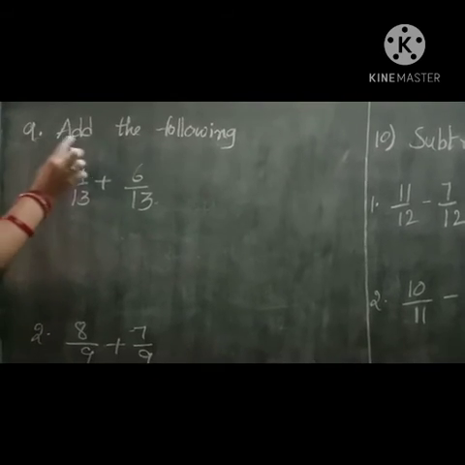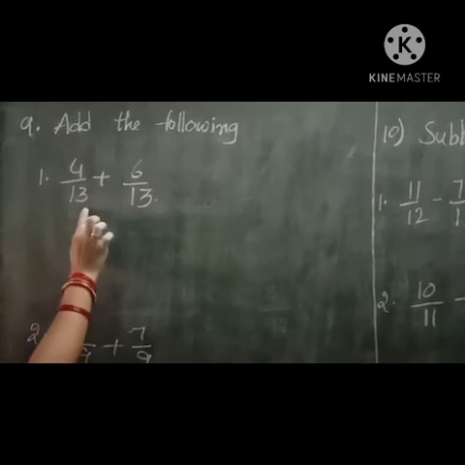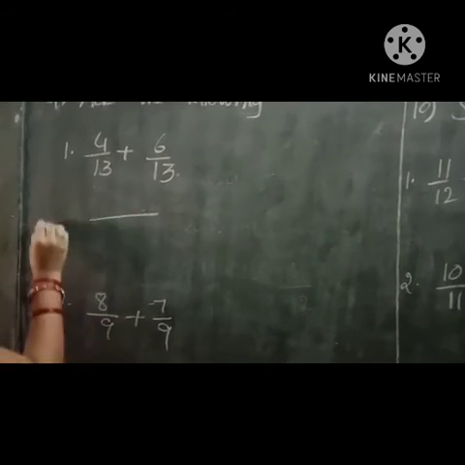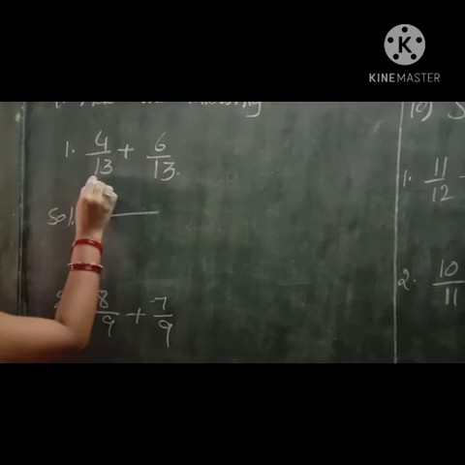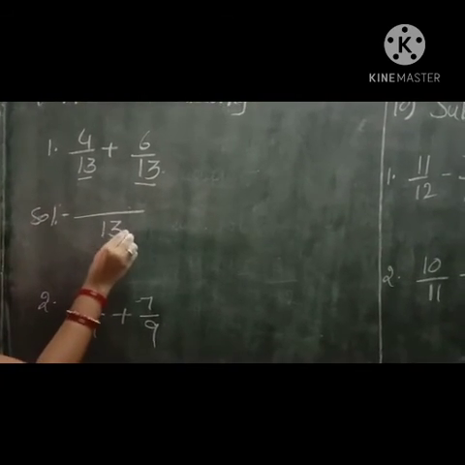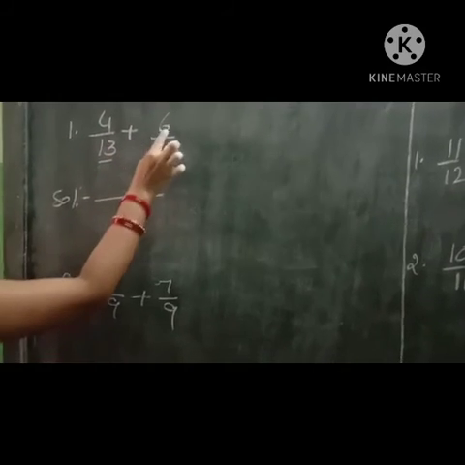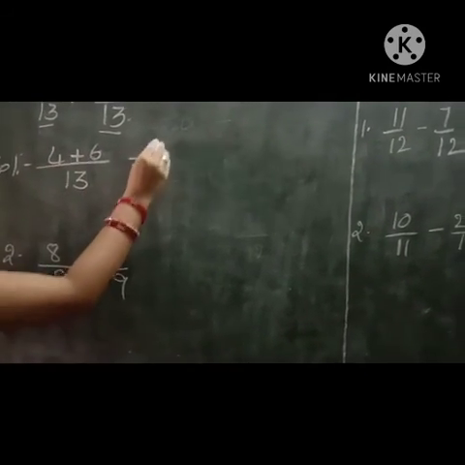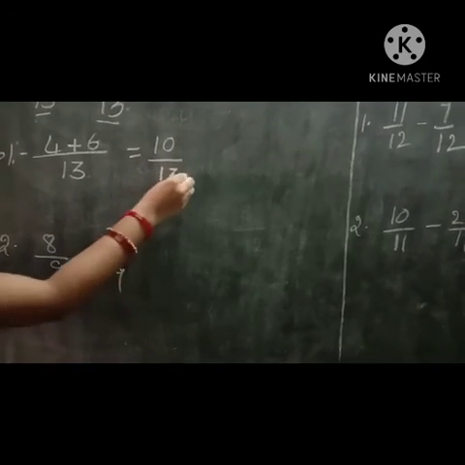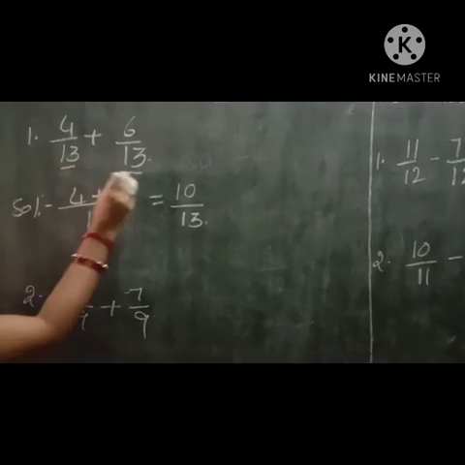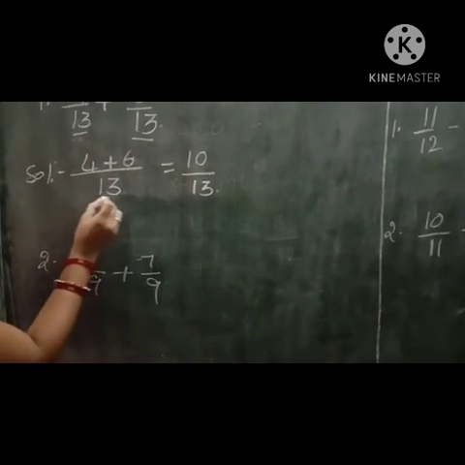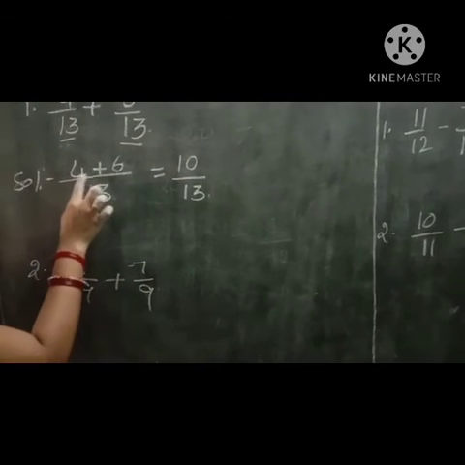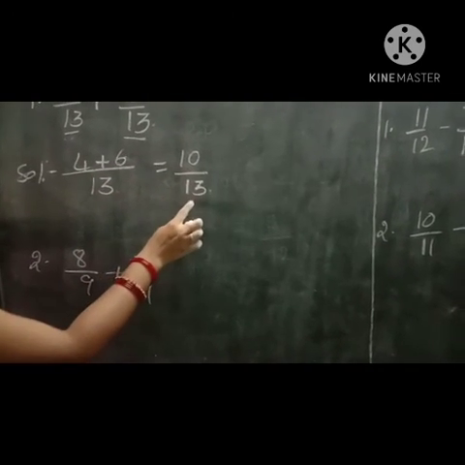Okay, now the 9th one, add the following. Here we have to do the addition. 4 by 13 plus 6 by 13. See here the solution, children. Here we have to write only one 13. Next, 4 plus 6. 4 plus 6 equals how much? 10 by 13. Here the denominators are the same now. That's why I am writing 13 only one time. What are the numerators? 4 plus 6. 4 plus 6 equals 10 by 13.